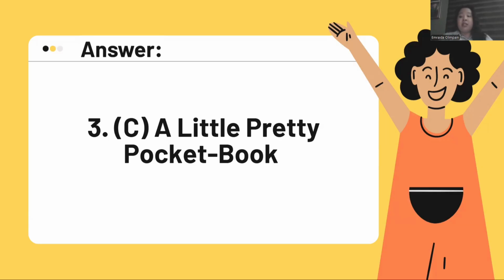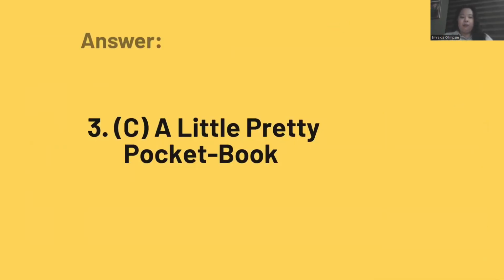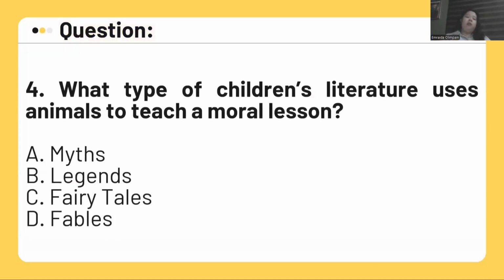Let's proceed with number 4. Number 4. What type of children literature uses animals to teach a moral lesson? A. Myth. B. Legend. C. Fairy tales or D. Fables.